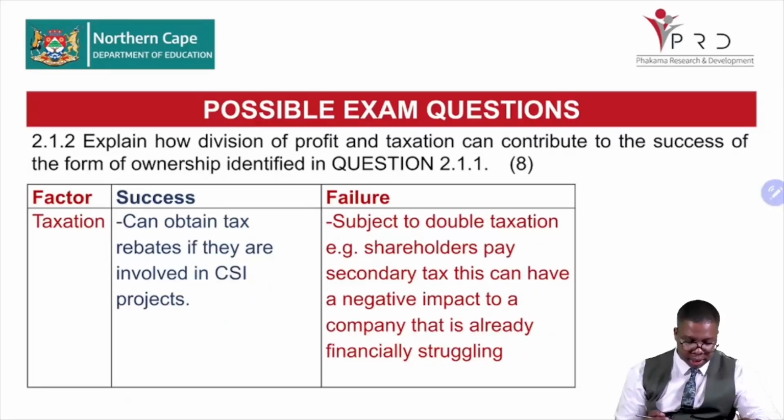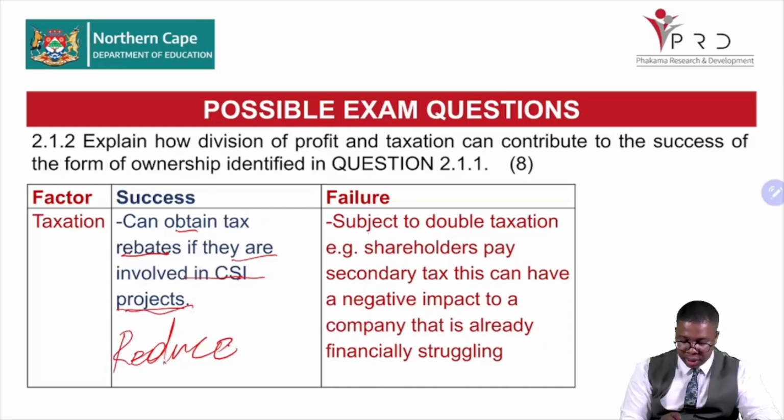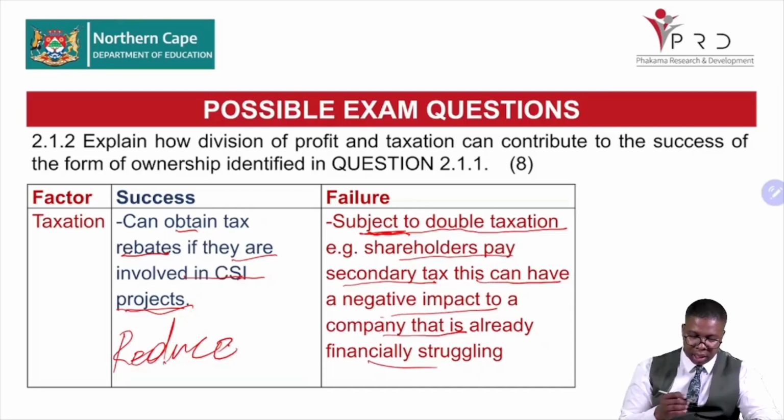Then as we proceed, taxation. When we look into taxation there, the company can what now? Obtain tax rebates if they are involved in CSI projects. This will help to reduce the tax, to say the cost of tax will be less due to contributing to CSI projects. But what is a failure? The shareholders and the company will be taxed. Hence, we say this is subjection to double taxation. For example, shareholders pay secondary tax. This can have a negative impact on a company that is already financially struggling.